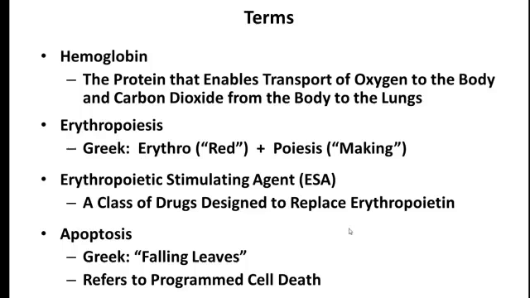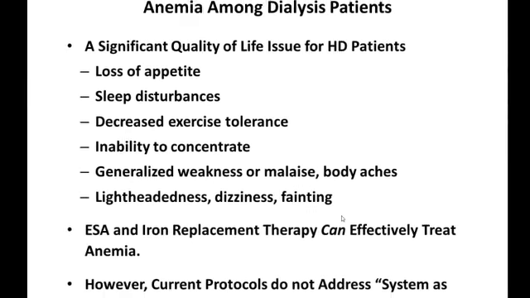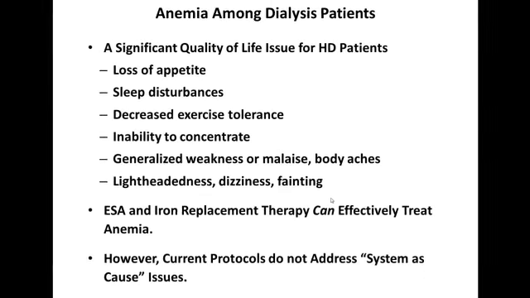Erythropoietic stimulating agents are a class of drugs that are designed to replace a normally produced hormone in the body called erythropoietin, produced by the kidneys. And when the kidneys aren't working, you'll see that it needs to be replaced artificially with this erythropoietic stimulating agent. And then another term is apoptosis. This is, again, Greek, and comes from the falling of leaves. It refers to programmed cell death. And what we'll see is the erythropoietic stimulating agents prevent apoptosis of red blood cells, allowing more to survive. With that terminology, let's again just touch briefly on anemia among dialysis patients.